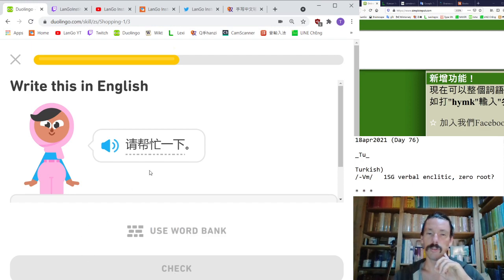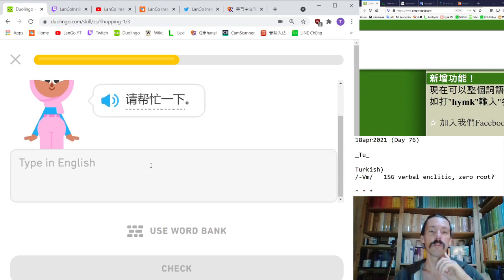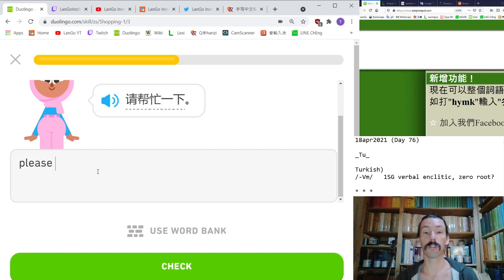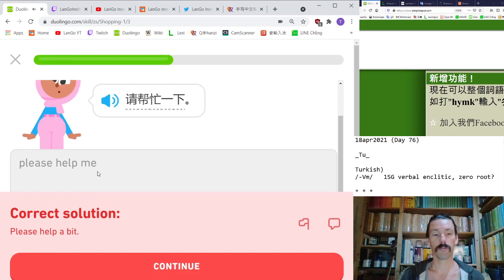帮忙 is just a two-syllable word meaning help, I think intransitive. Can be transitive if you break it apart, the mang as a sort of pseudo object. But 帮 always means help. 请, request help, and then 一下, one time, sort of one situation. Please help me. It's a way to soften a request. Please help me once. Help a bit.